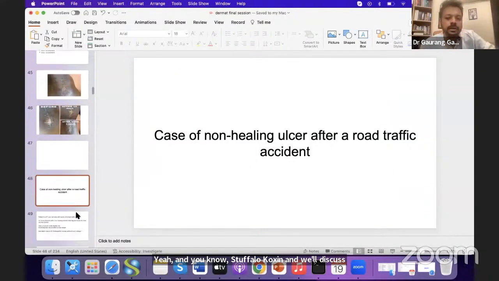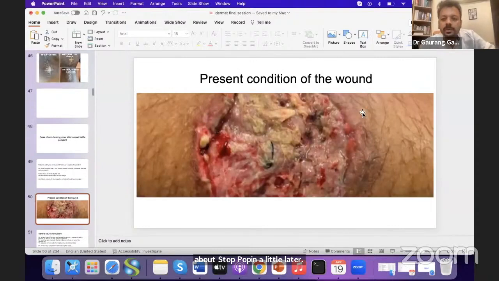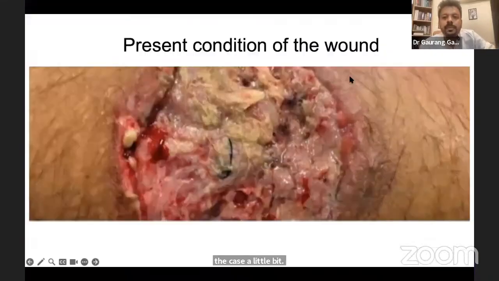Let's talk about another case. I'm going to try to zoom the case a little bit. Let me see if I can zoom it for you. Okay, here we go.